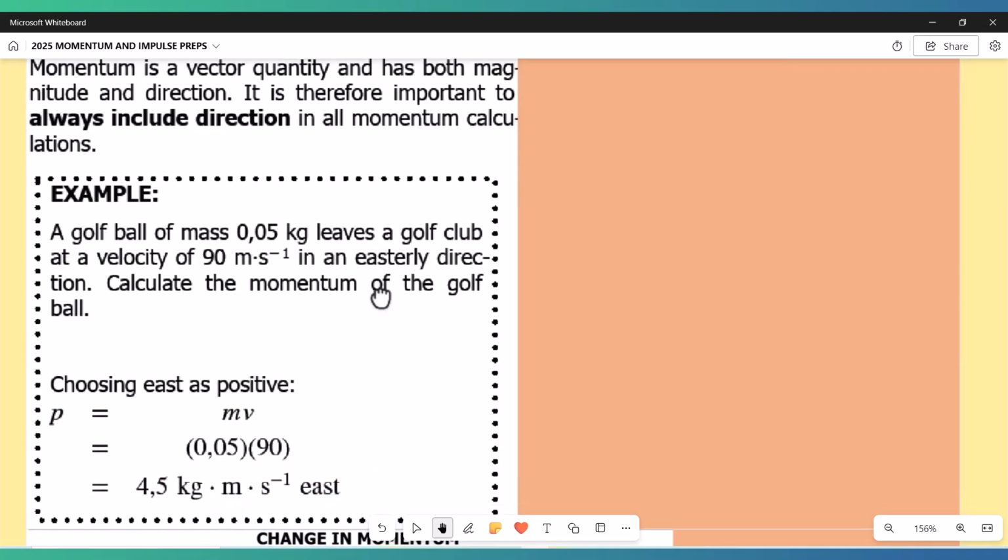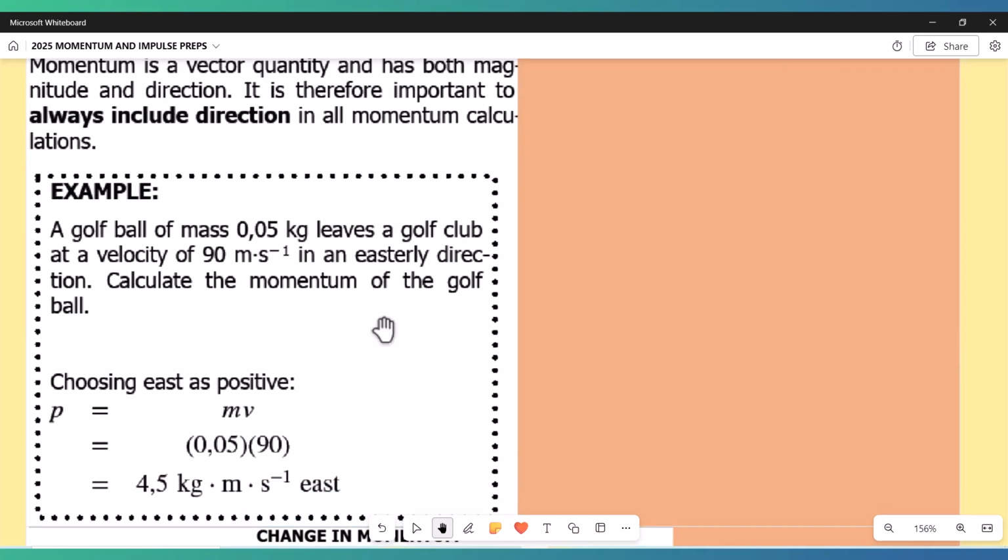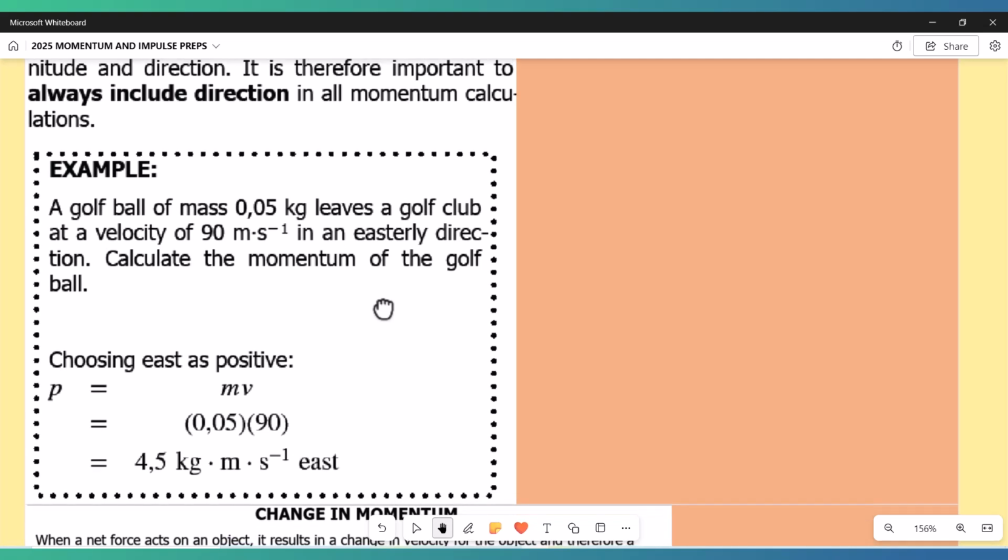For example, they say here a golf ball of mass 0.05 kg. So you see we have the mass, 0.05 kg. Then they say it leaves a golf club at a velocity of 90 meters per second in an easterly direction. This is our velocity here. Then they say calculate the momentum of the golf ball.